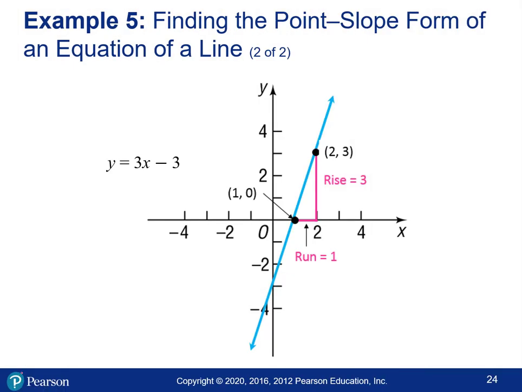Okay, so here is the graph of that equation. So we have (1, 0), and then we can use a slope of 3 to get another point. So we can go up 1, 2, 3, and run once to the right and get that other point on the line. Okay, and that is the graph of our equation we just found.